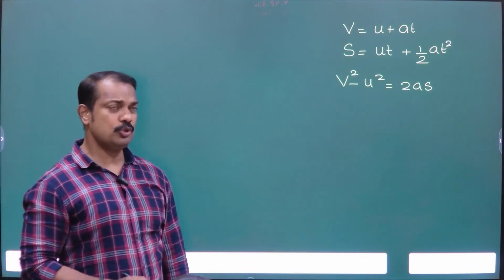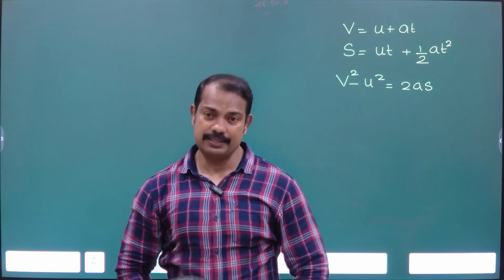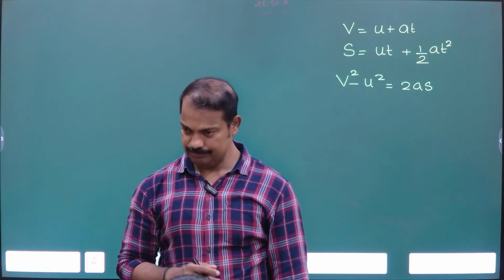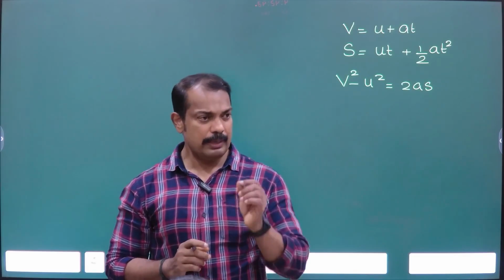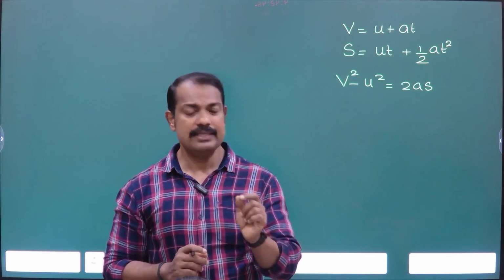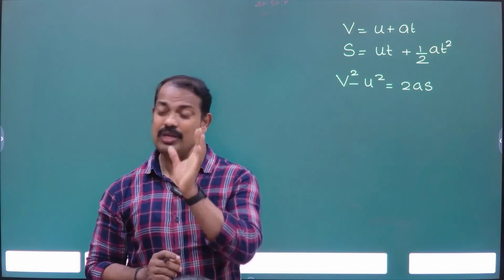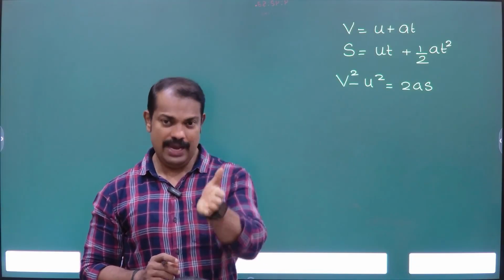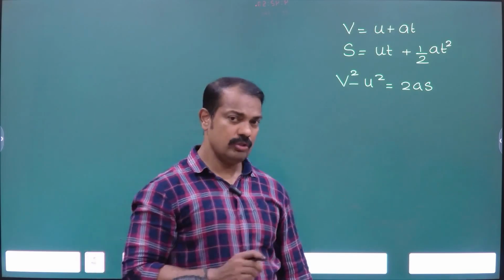But if an object is thrown upward, or falling downwards, in that case, इस formula में क्या क्या change करना? Listen. In the case of vertical motion, replace A by G, where G is acceleration due to gravity, and S by H, height. So बाकी सब same है.